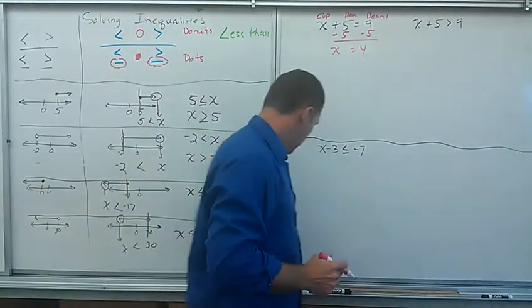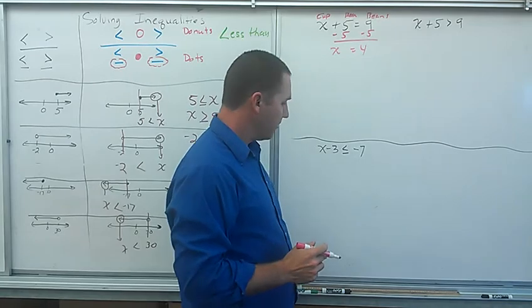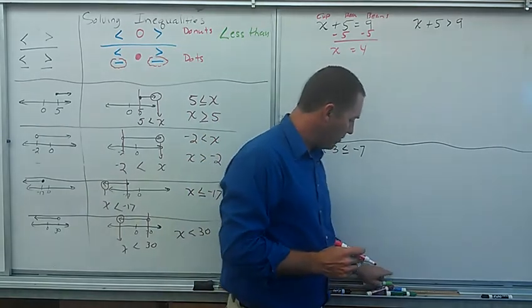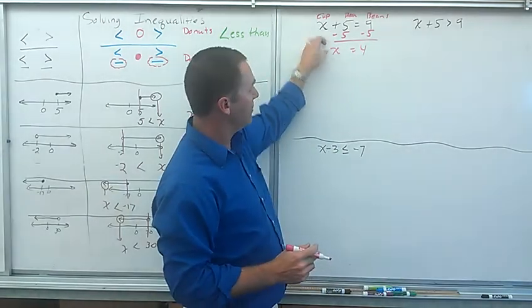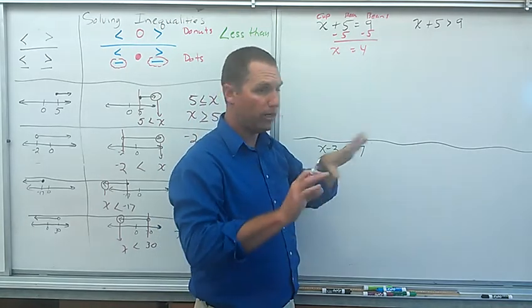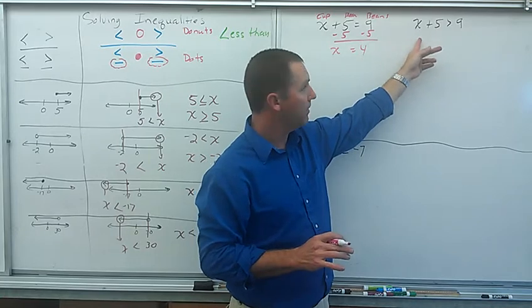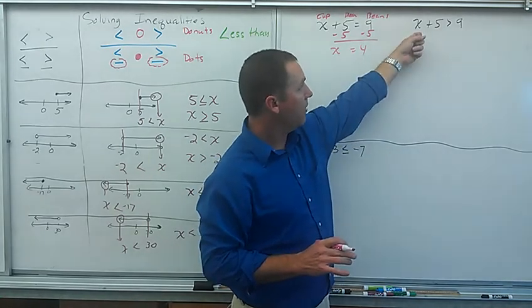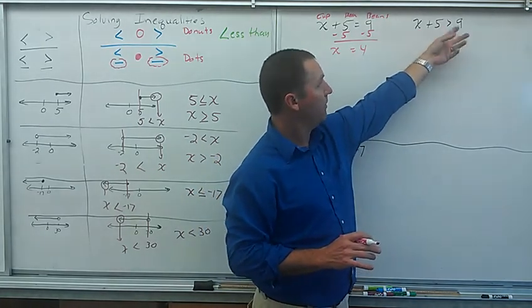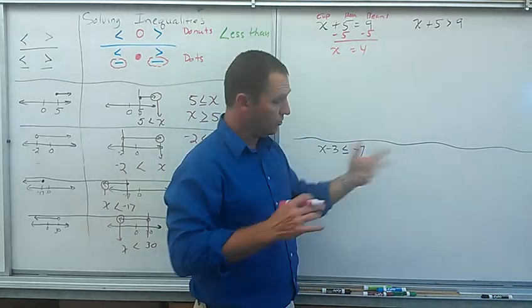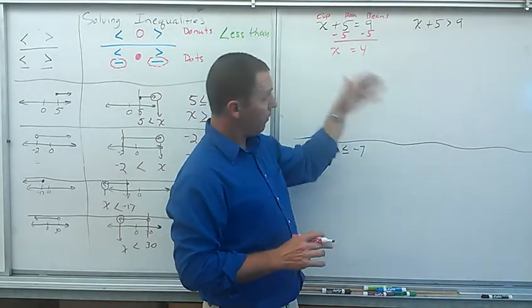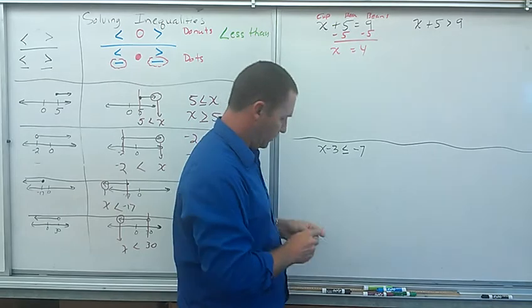Over here, it's an inequality, which means I have more than one answer. For this one, I have exactly one answer. X has to be equal to 4, nothing else. But for this problem, there's lots of answers that x could be that will make this true. X could be 100. 100 plus 5 is bigger than 9. So there's lots of answers. So we want to find all the answers and we want to represent all the answers.